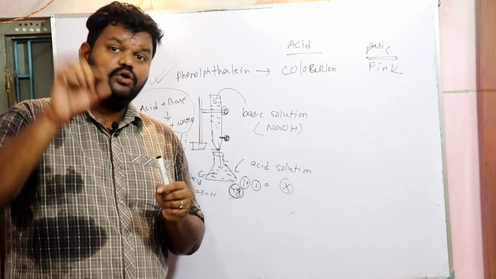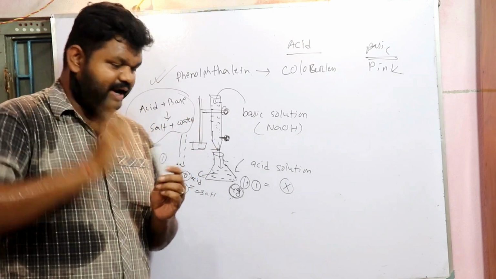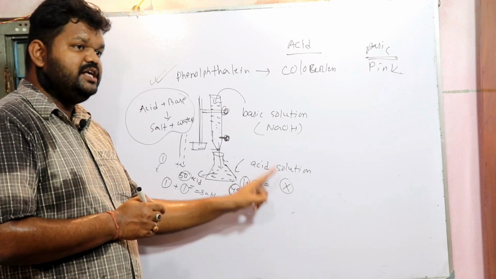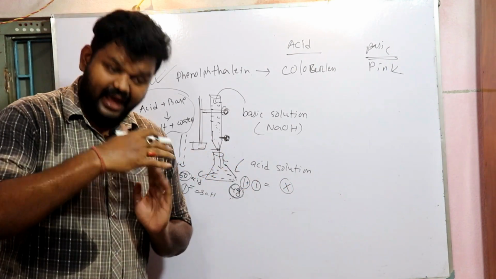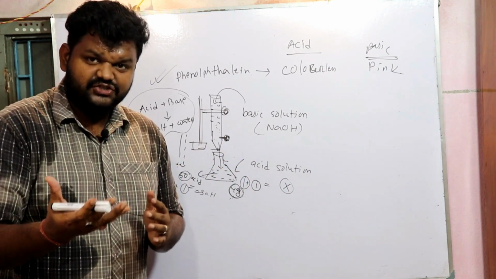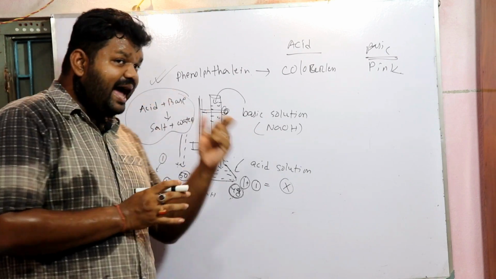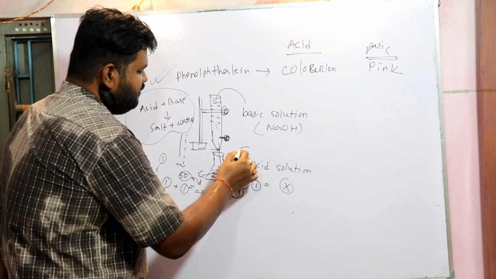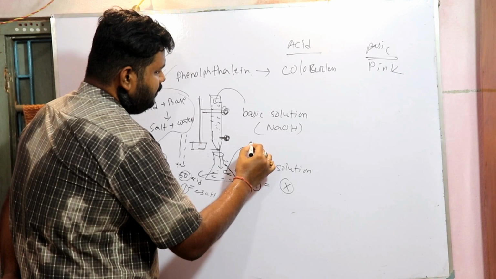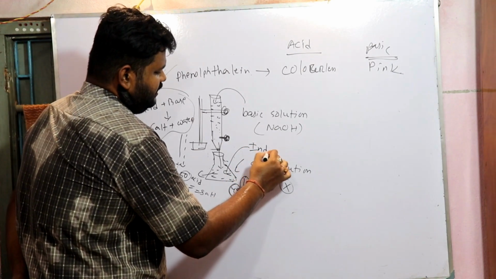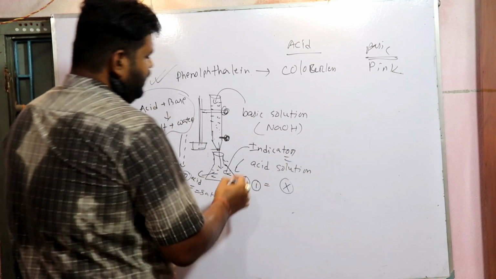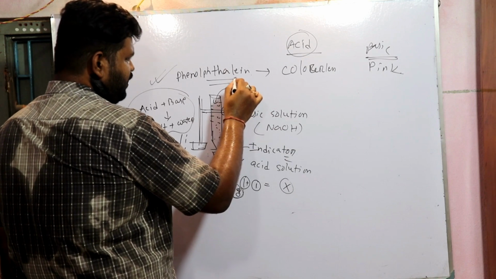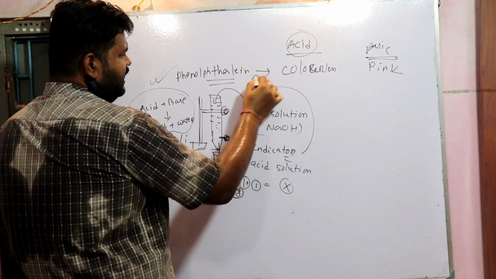So to find out that particular neutralization point, when no acid solution is present and no extra basic solution is present, to find out that moment, we have to use some indicator before the reaction. And we know that for an acid solution, phenolphthalein is used as an indicator. If phenolphthalein is used as an indicator, then it will be colorless.